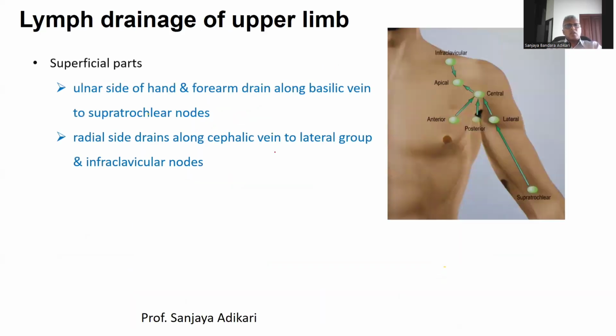When it comes to lymph drainage of the upper limb, this is how you remember it. Ulnar side, this side, it's not drawn here. If you take the upper limb like this, the ulnar side of the hand and the forearm first drain into the supratrochlear group of nodes. In the olden days, people used to look for this node in syphilis, actually.